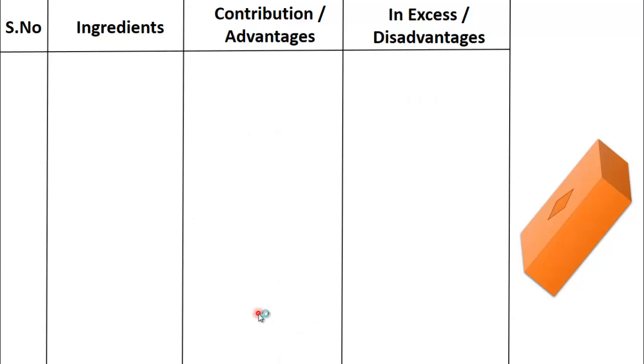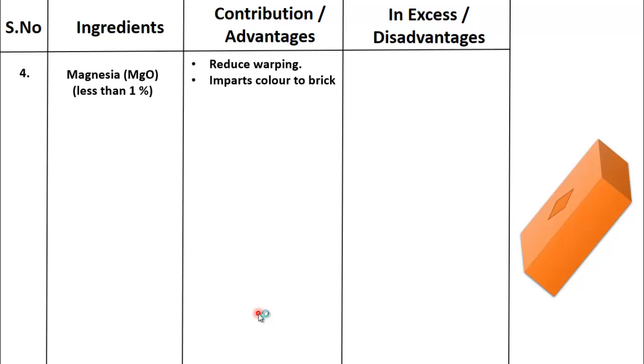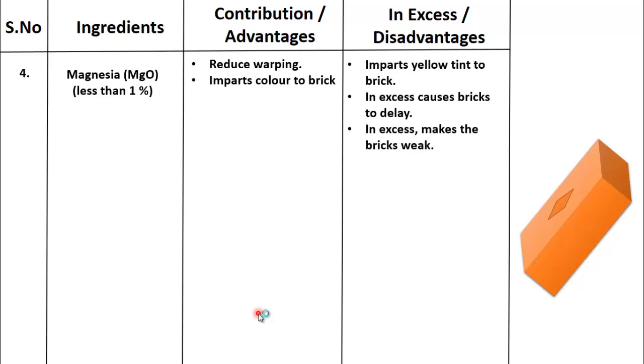The fourth component of the brick is magnesia. Its composition in bricks is less than 1%. It helps in reducing warping of bricks. It imparts color to bricks. The yellowish color of the brick is due to magnesia. In excess, it causes bricks to decay and it also makes the bricks weak.